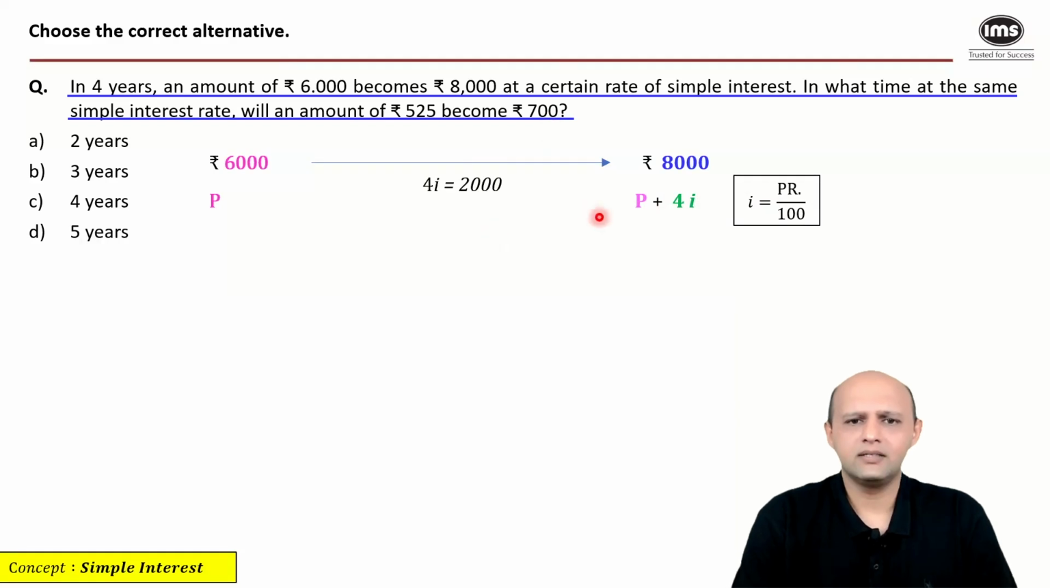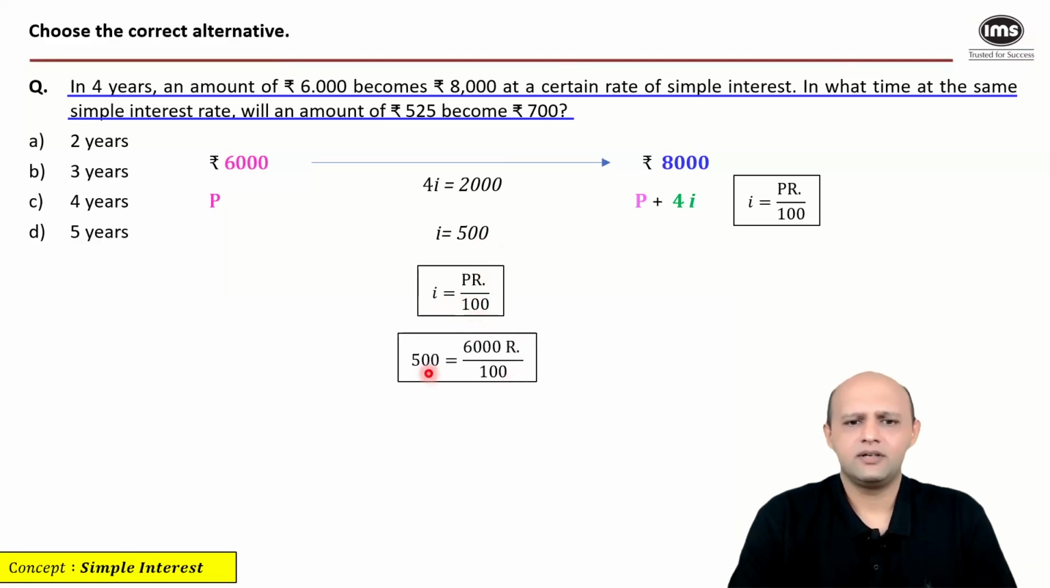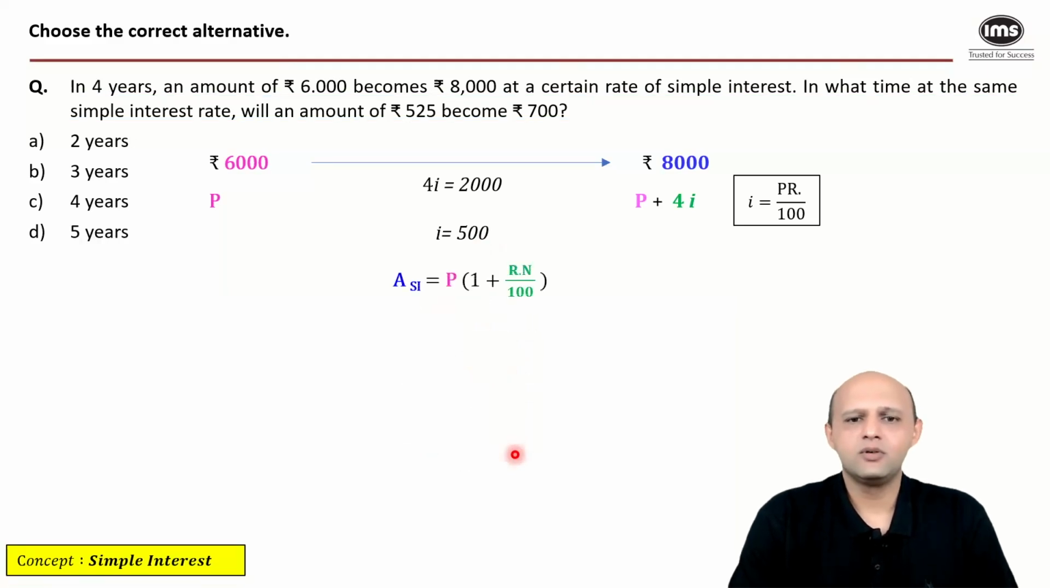So the interest for 1 year is going to be 500. If the interest for 1 year is 500, which is PR by 100, you calculate the rate of interest. 500 is equal to 6,000 R by 100. So the rate of interest is going to be 1/12 in terms of fraction, or in terms of percentage, it would be 8.33%. Okay. Now, when you substitute this in the required equation, what do you get? You get 700 is equal to 525. Now we need to check what is the time that this principal will take to become 700 at the same rate of interest. So R by 100 is 1 by 12.